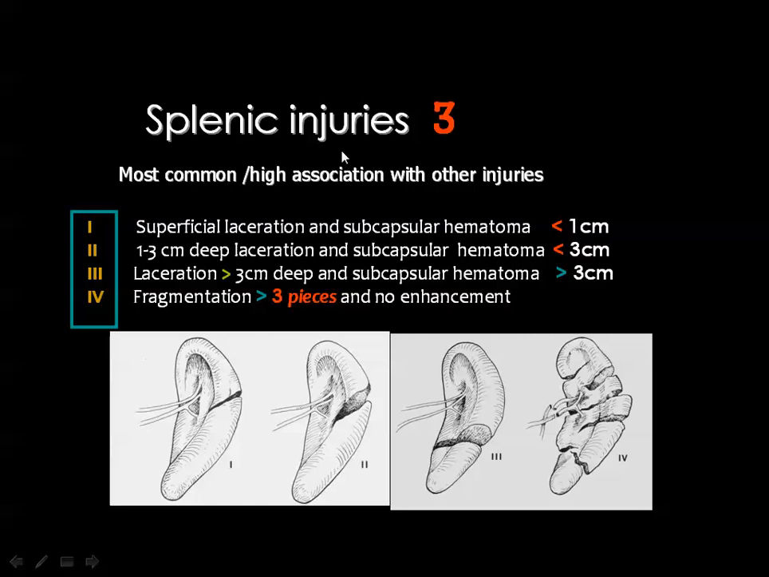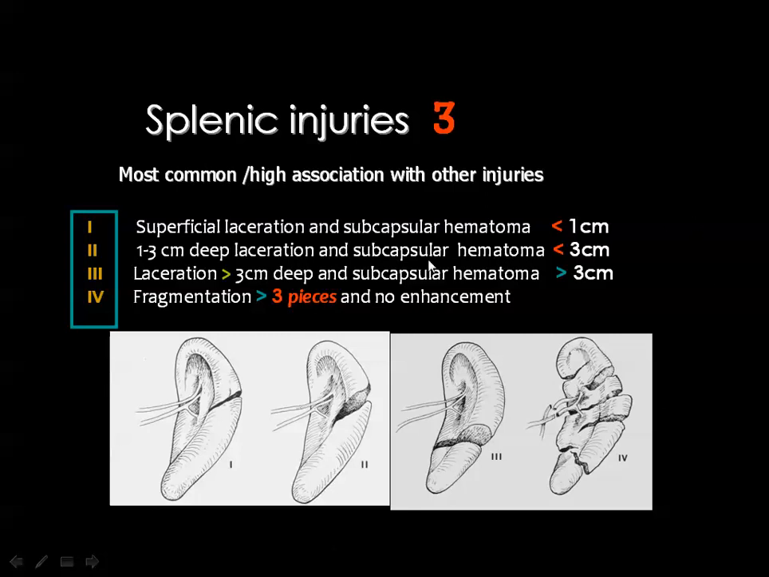And the splenic injuries have a good association with the number 3. And these injuries are commonly due to accidents and direct blunt trauma to the left hypochondrium, and sometimes they are associated with injuries of the adjacent organs.